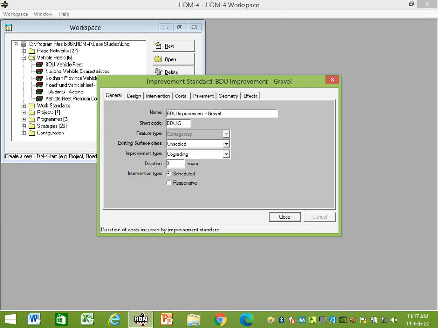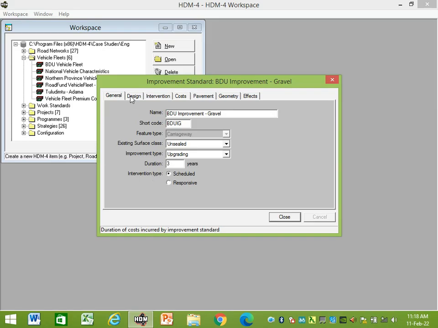Scheduled and responsive means, scheduled means, especially in the case of construction, it's scheduled. How many kilometers per year will be constructed? That's a standard. Maybe 30 kilometers per year can be constructed. That's scheduled anyways. How many kilometers per year? Oh, okay. This is general. So the name, short code, existing surface class, improvement type, upgrading, duration 3 years.